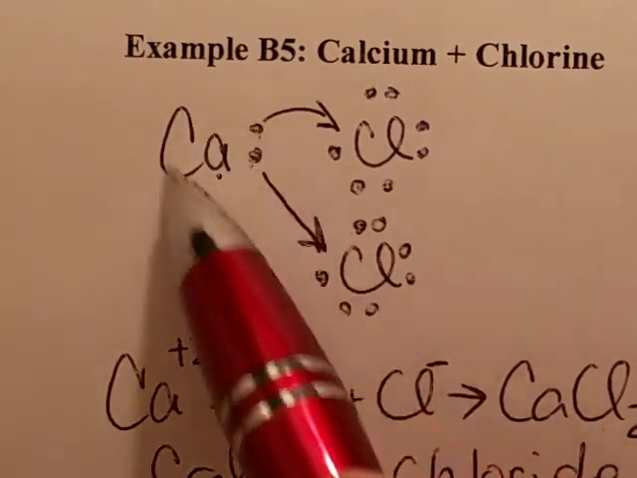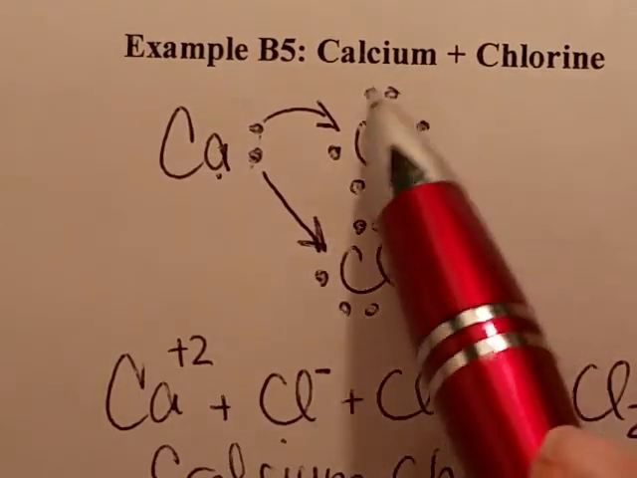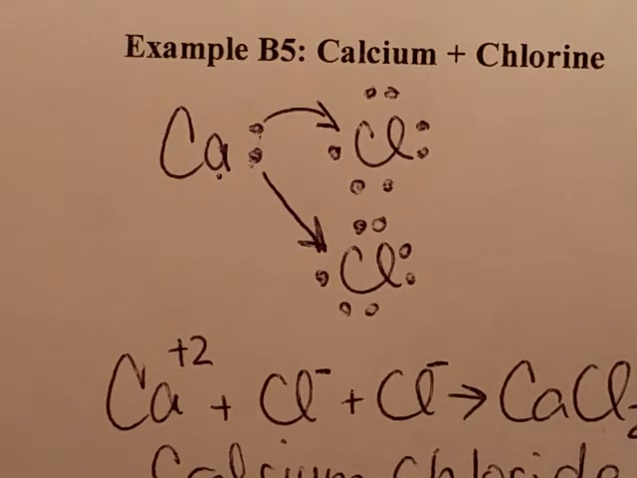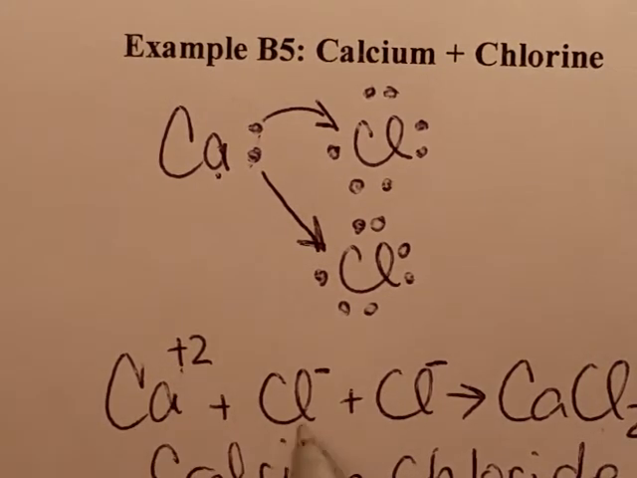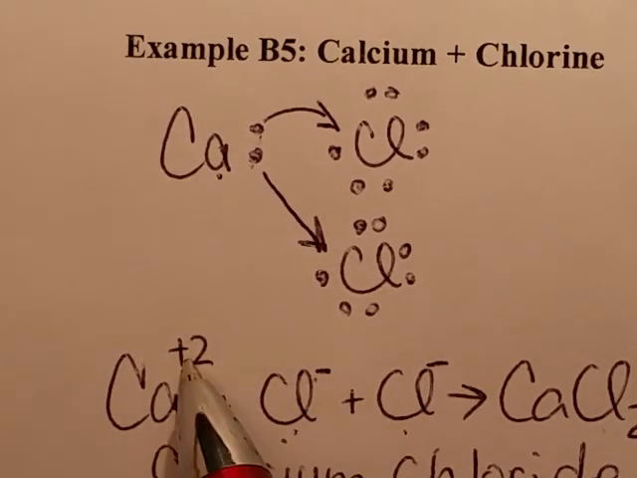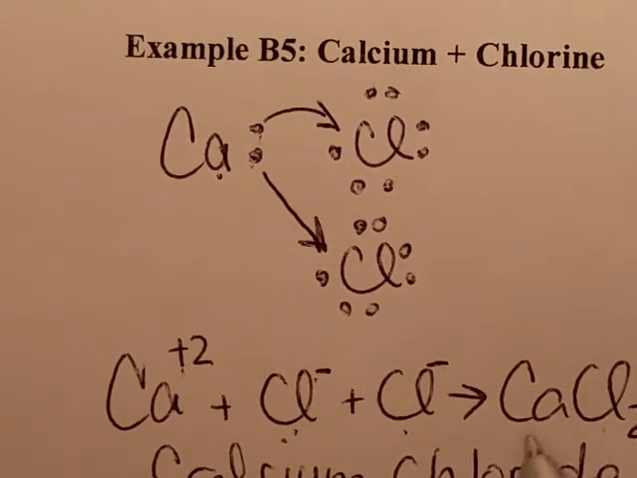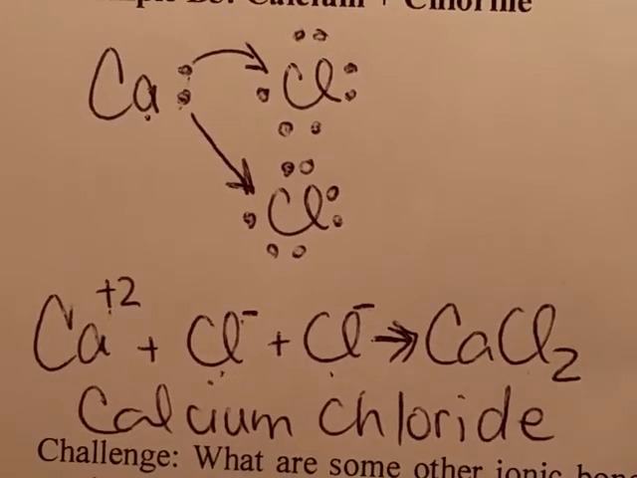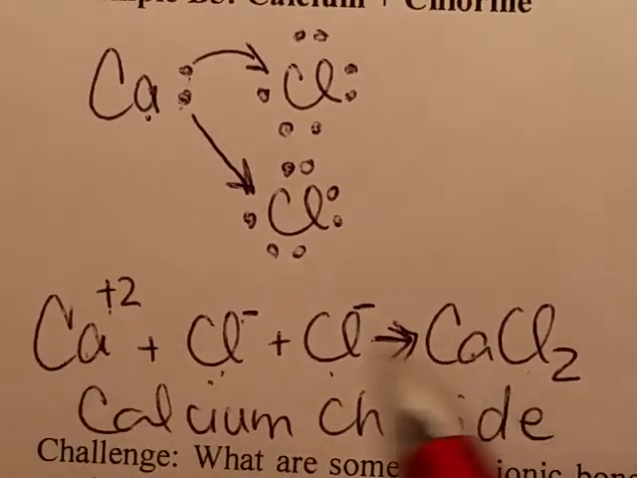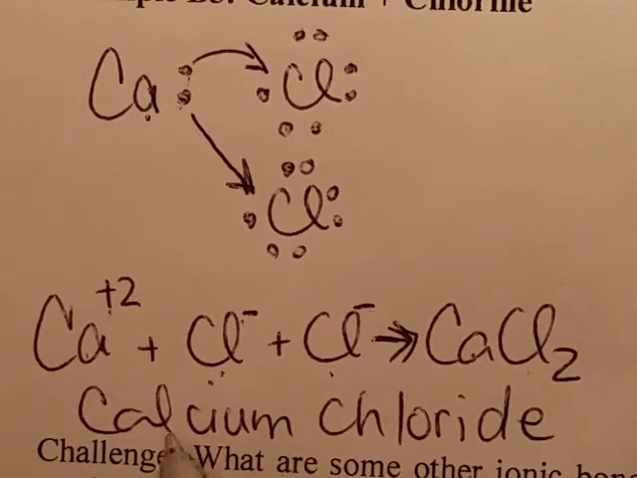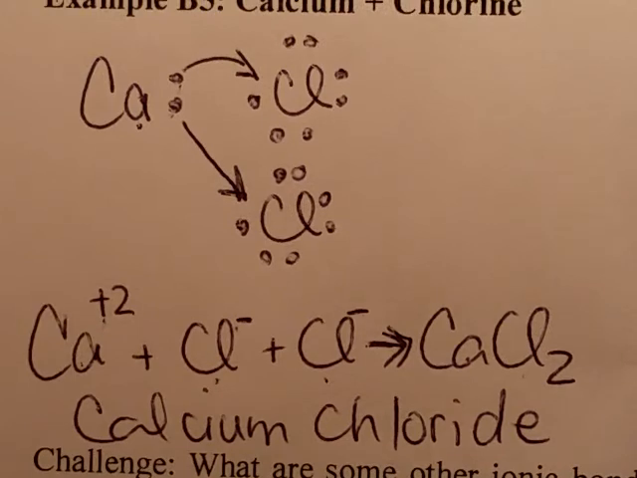These 2 are taken off, so we have a full inner shell. We end up with 8 here and 8 here. Calcium ends up with a positive 2 charge. Chlorine ends up with a -1. The other chlorine is -1. +2 plus -1 plus -1 equals 0. So that's balanced, so we can write our product. There's only 1 calcium, and there are 2 chlorines. The name, calcium chloride. Hopefully you're starting to see the pattern on this, and it's making sense.